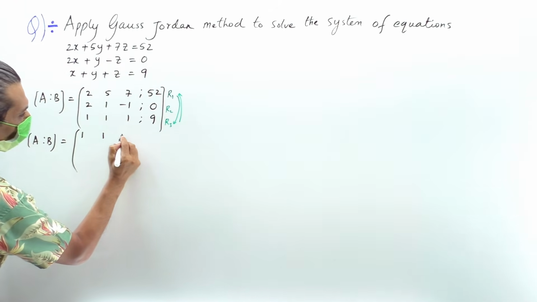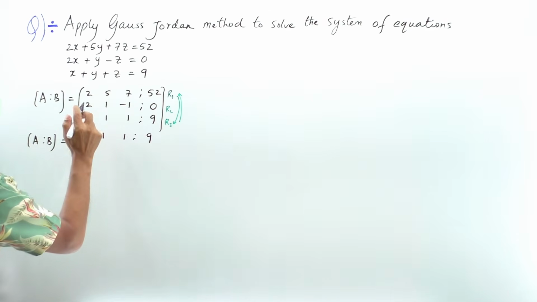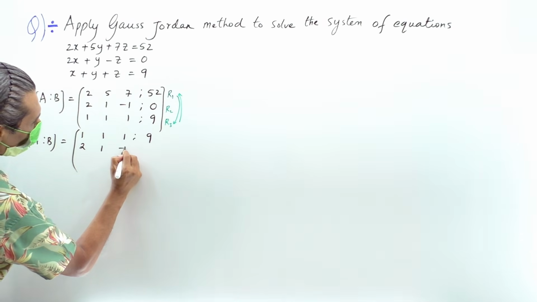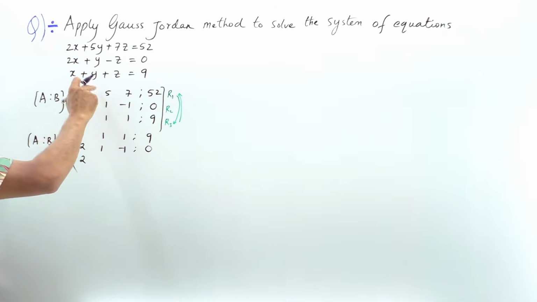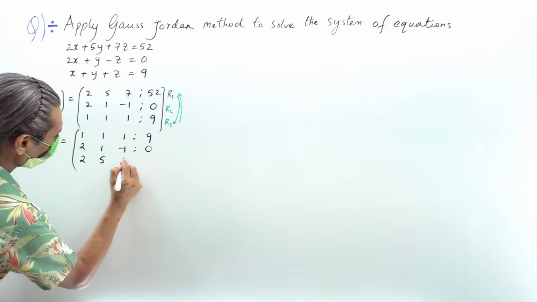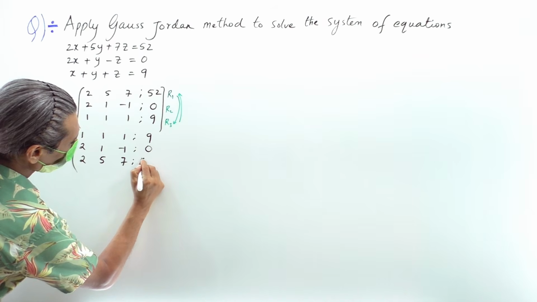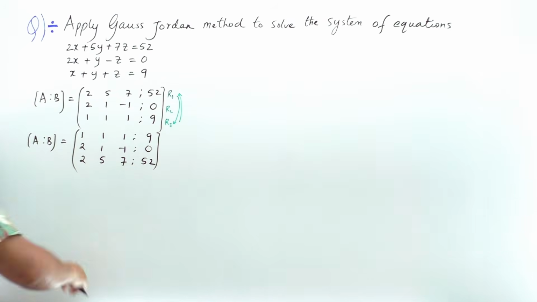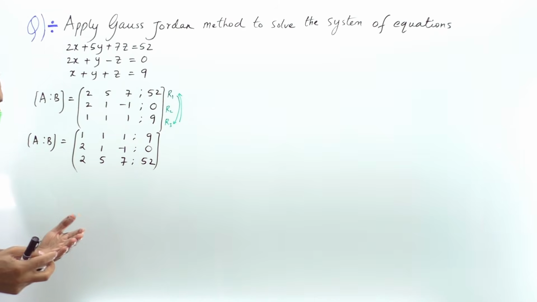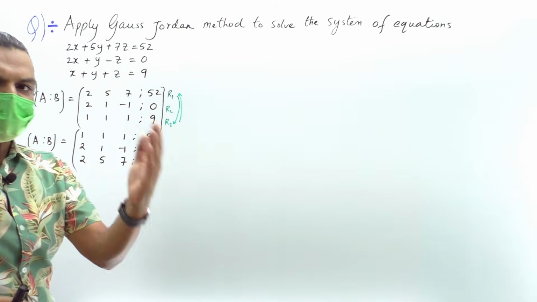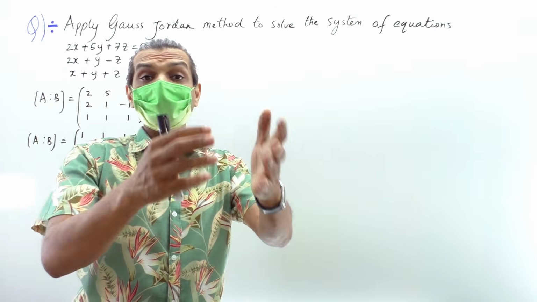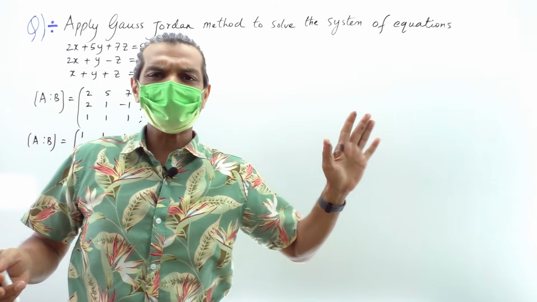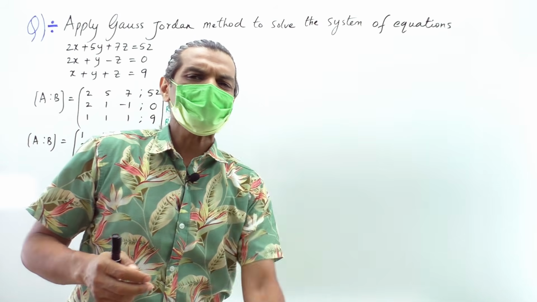So if we do that, what we get? 1, 1, 1, augment 9. Then 2, 1, minus 1, 0 as it is. Then the last, the first row R1 becomes the third row: 2, 5, 7 and 52. Beautiful. Now I'll apply the elementary row transformation, same as finding the rank. If you want to understand better, please visit the playlist. I solve many problems on rank. That is 100% going to make things super easy for you.